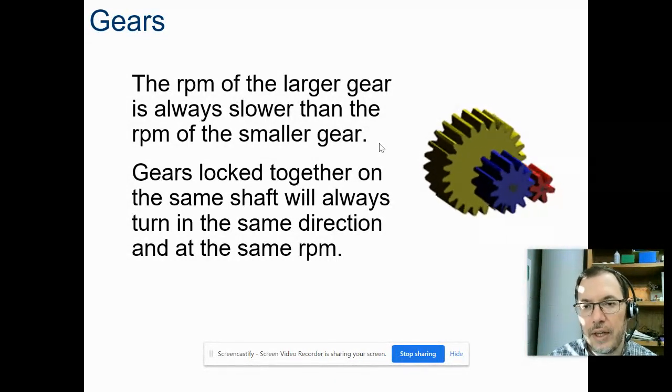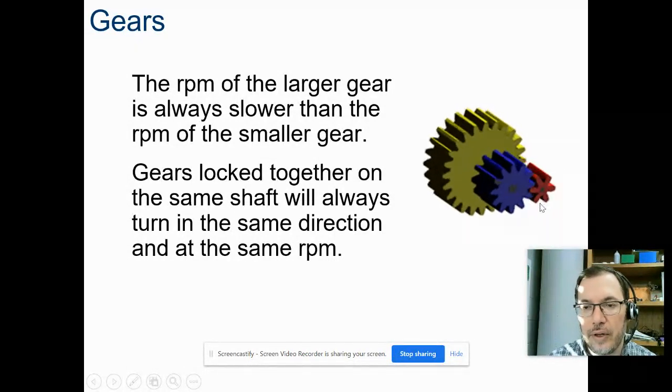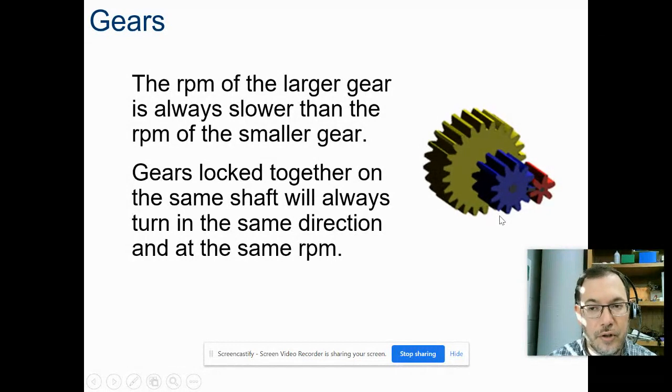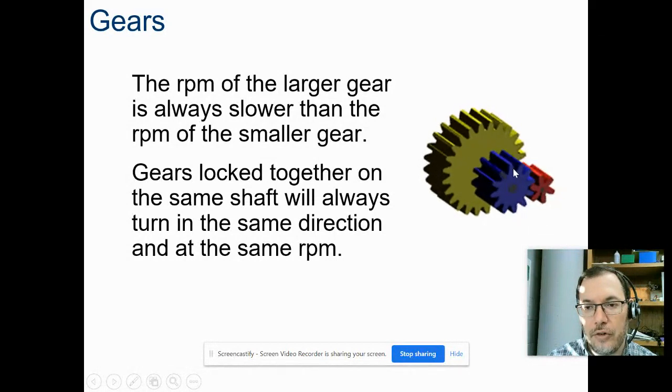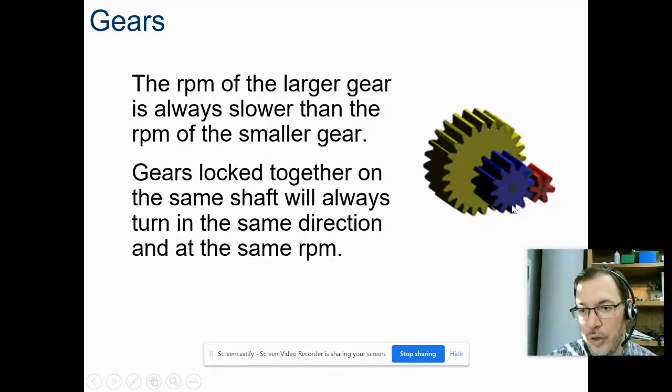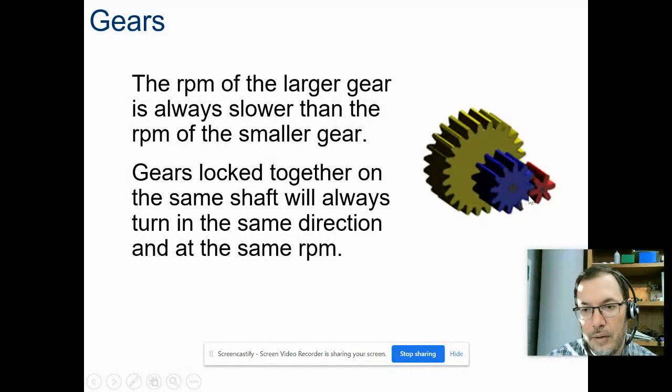And so when we're looking at these gears right here, what we're going to see is that a characteristic, a feature of gears is that if I have two gears meshed together, when they spin, the larger gear is going to spin slower. And that is because it takes more teeth. You've got more teeth on this.